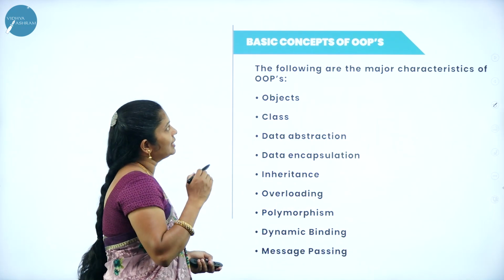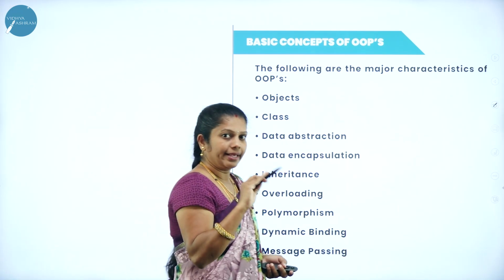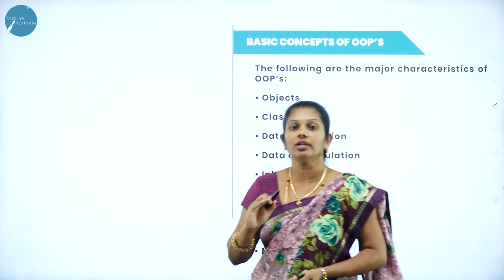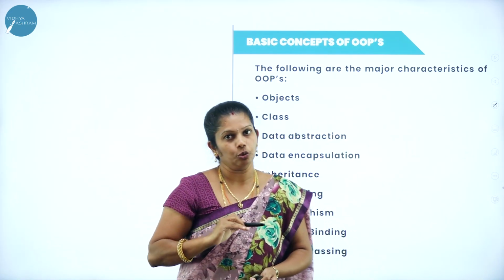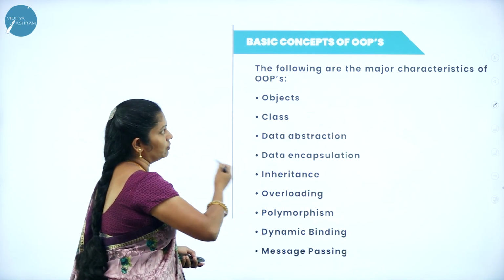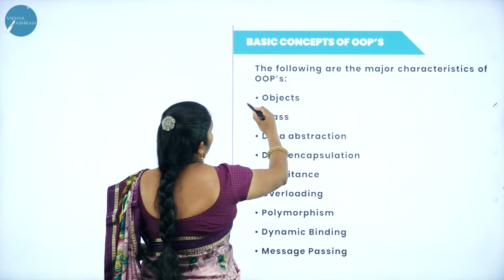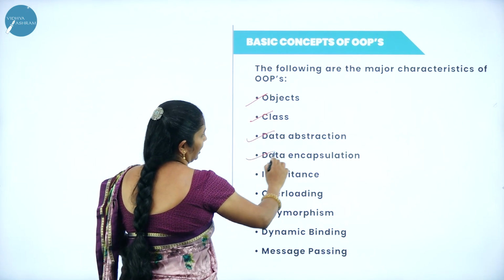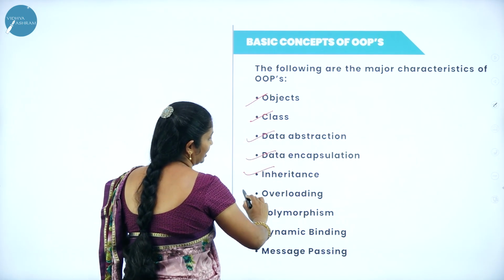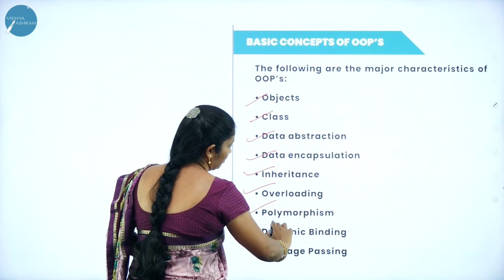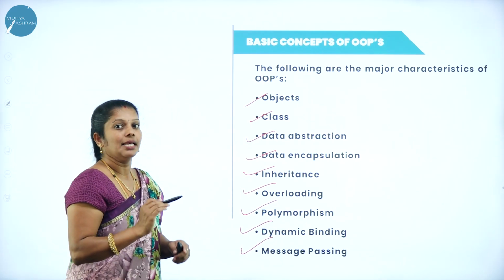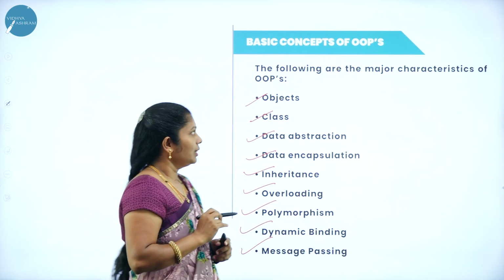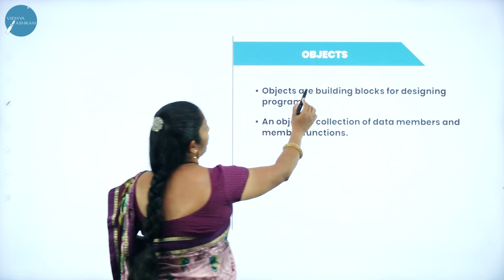Whereas for the basic concepts of OOPS, in the exam they will ask you to write the basic features of OOPS, or they may also ask the characteristics of OOPS. One by one we'll discuss now. The first one is object. The second one is class, then data abstraction, data encapsulation, inheritance, overloading, polymorphism, dynamic binding, as well as message passing. These are a few characteristics of OOPS. Now, we'll discuss what we mean by object.